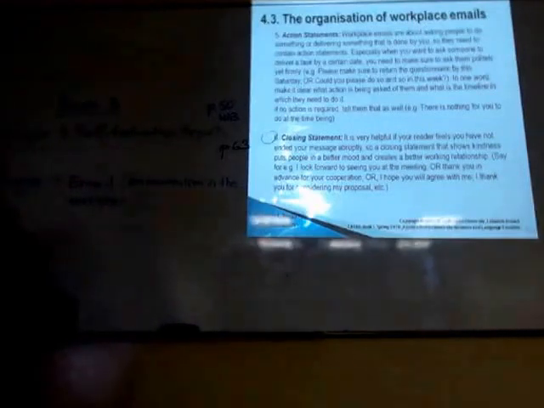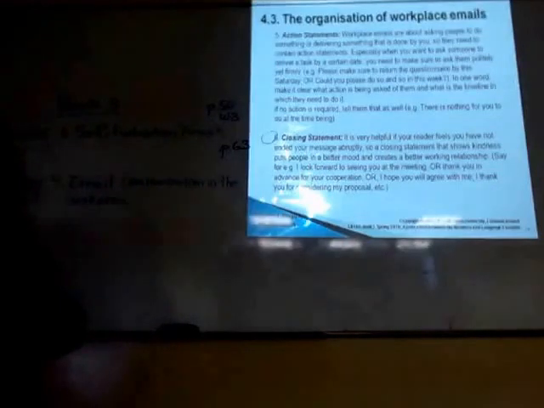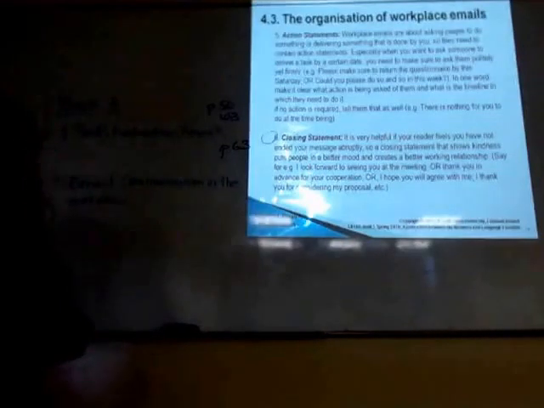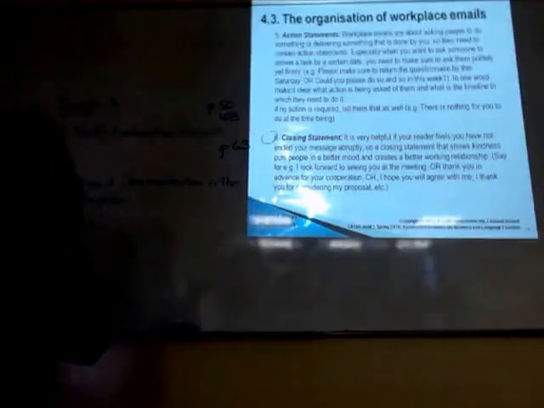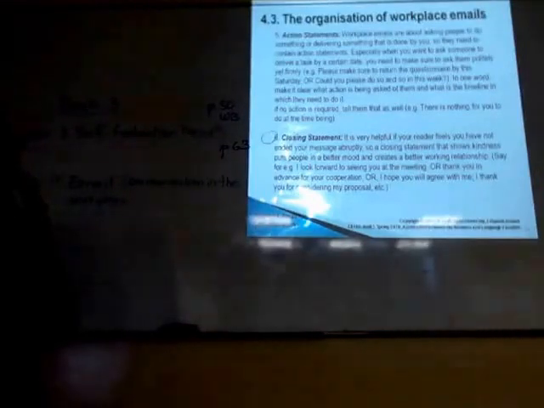In one word, make it clear what action is being asked of them and what is the timeline in which they need to do it. If no action is required, tell them that as well. Okay? If you're telling them, for now don't do anything, but I'll send an email later and you send me the information, you have to tell them this as well.